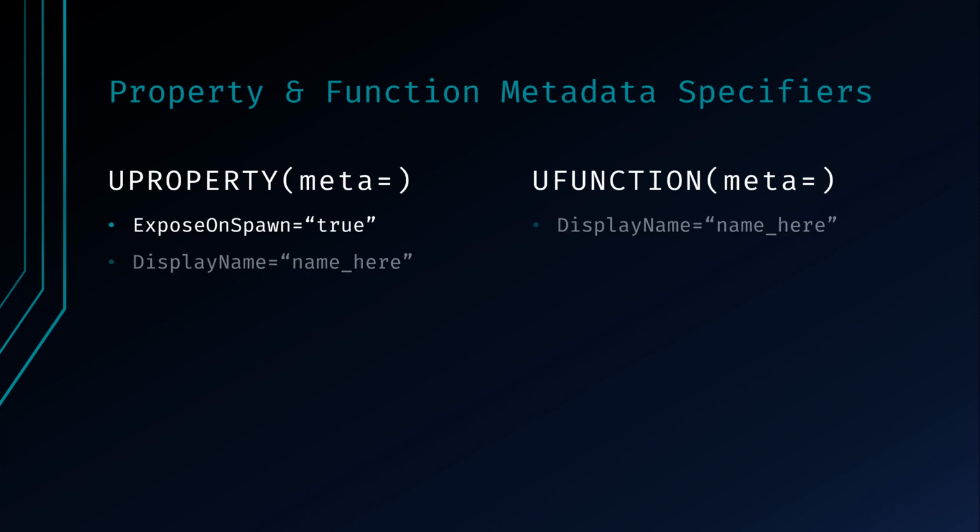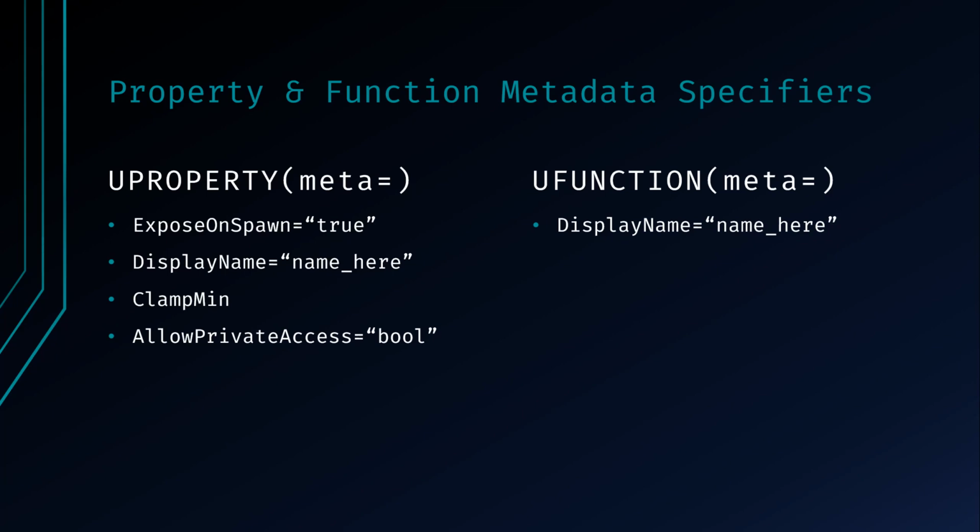And some of the meta specifiers are ExposeOnSpawn, which allows you to expose a variable when spawning a new object, DisplayName to give your variable or function a different name than its default name, ClampMin and ClampMax to keep your ints and floats within range, AllowPrivateAccess, which allows you to use a private variable in a blueprint when marking that same variable as BlueprintReadWrite or similar.